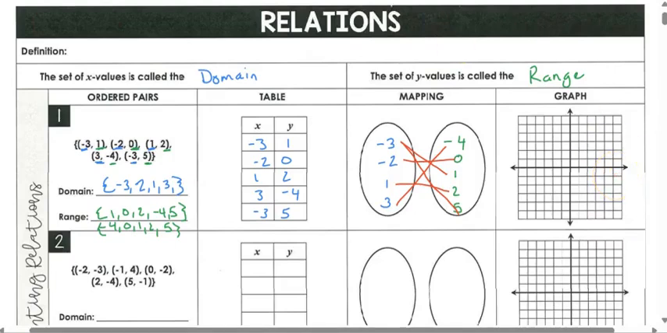And then for graphing, we're just going to graph those ordered pairs. So for -3, 1, I'm going to go over 3 to the left and up 1, that's 1 point. -2, 0 would be right there. 1, 2 would go right there. 3, -4 would be right there. And then -3, 5 would go all the way up here. And that would be the graph of my relation.